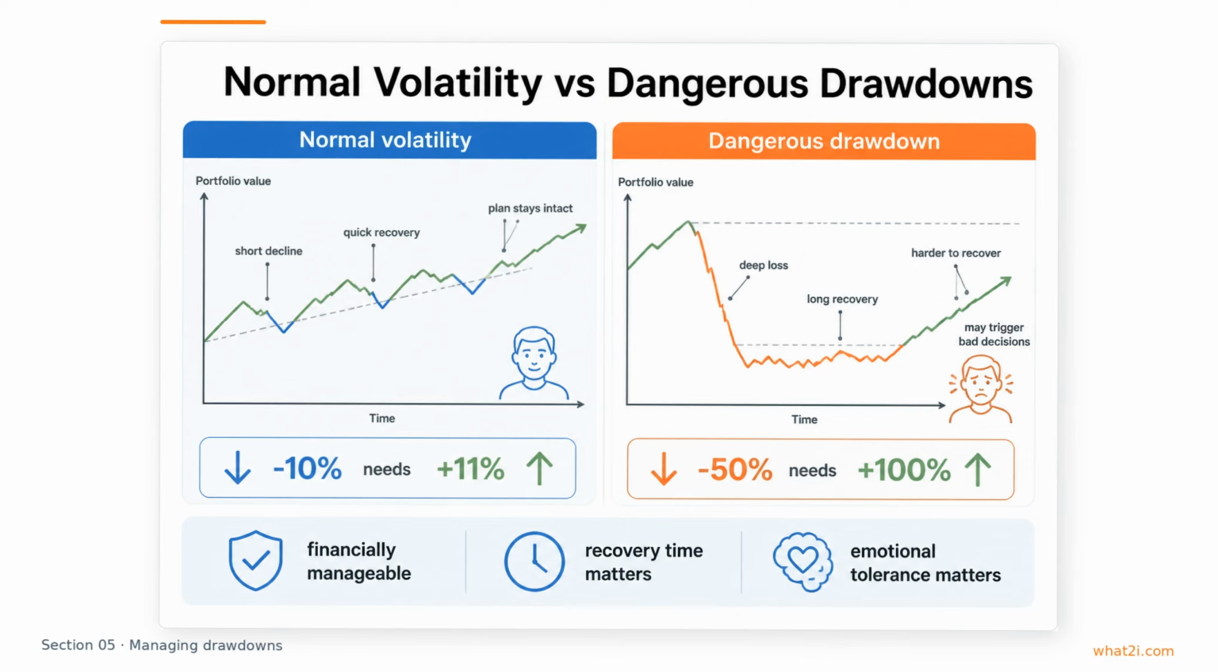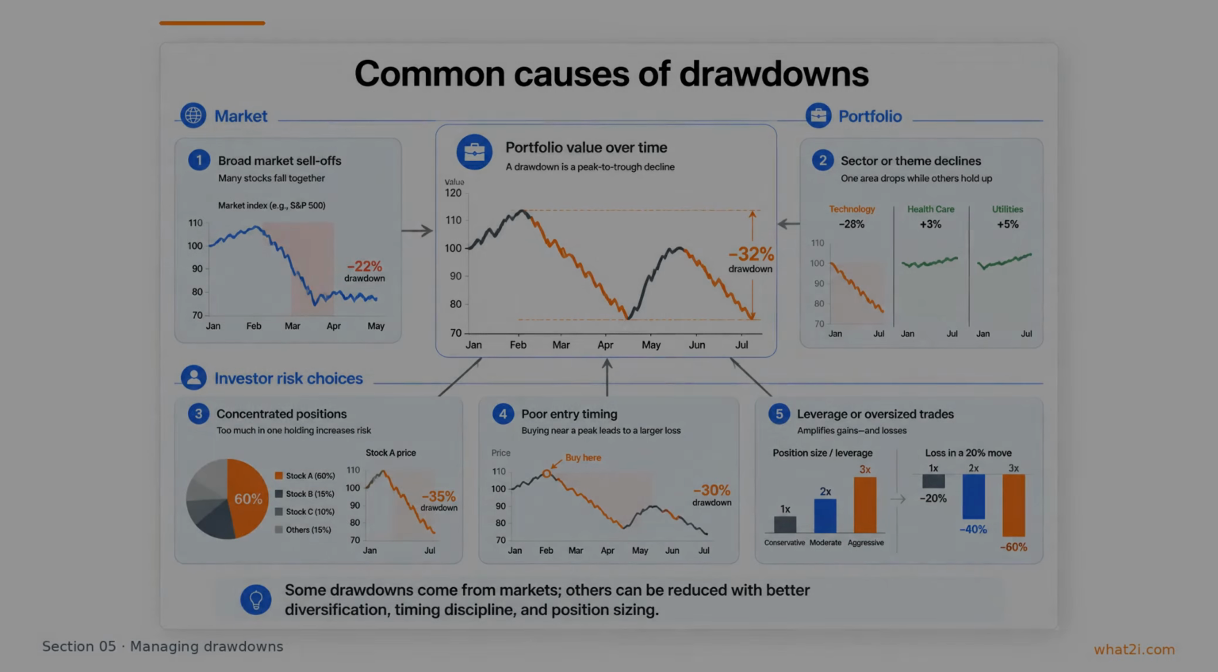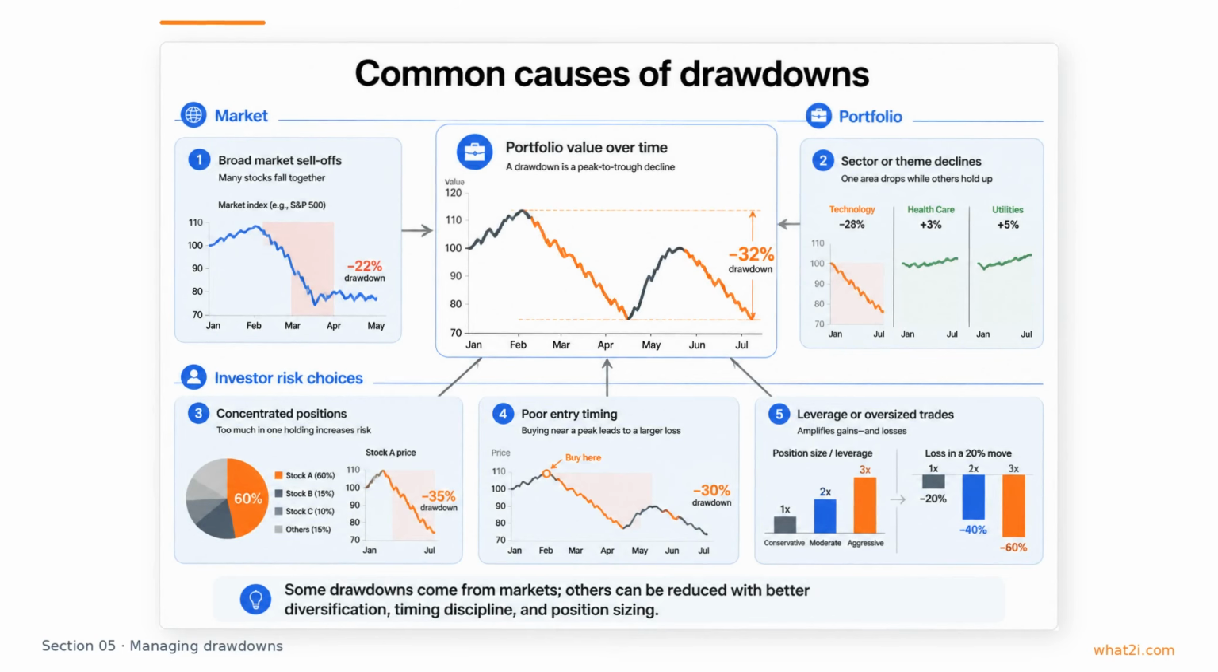The bigger concern is a drawdown that is too deep, takes too long to recover, or becomes emotionally difficult to tolerate. A manageable decline may leave your plan intact. A severe drawdown can push an investor into panic selling, revenge trading, or abandoning a sound process at exactly the wrong moment. So when you evaluate drawdowns, you are judging not only the mathematics, but also whether the loss is financially and psychologically manageable.